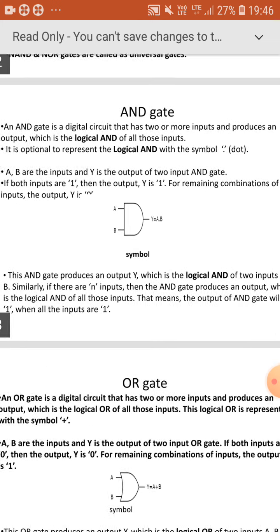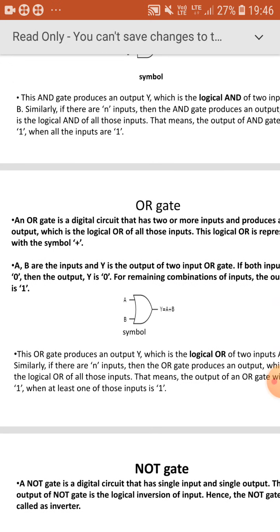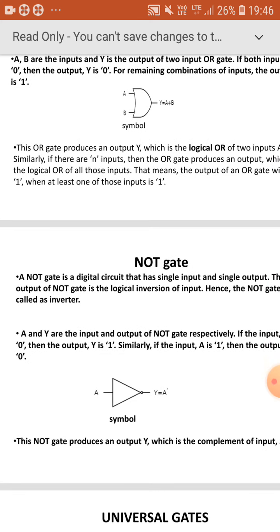Next we will see about OR gate. This is the symbol for OR gate. Here also I am taking two input OR gate. A and B are inputs. Y is equal to A plus B or A or B. In OR gate, if any one of the input is 1, then the output will be 1. If both inputs are 0, then the output will be 0.